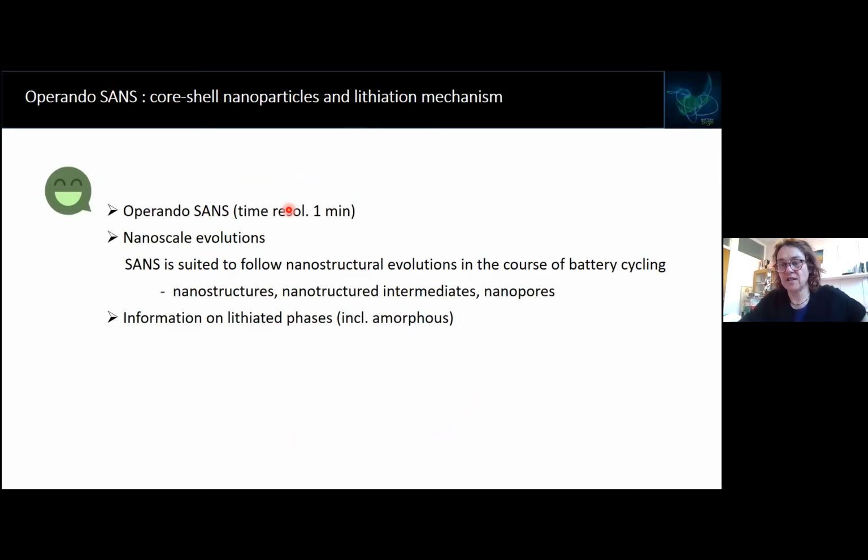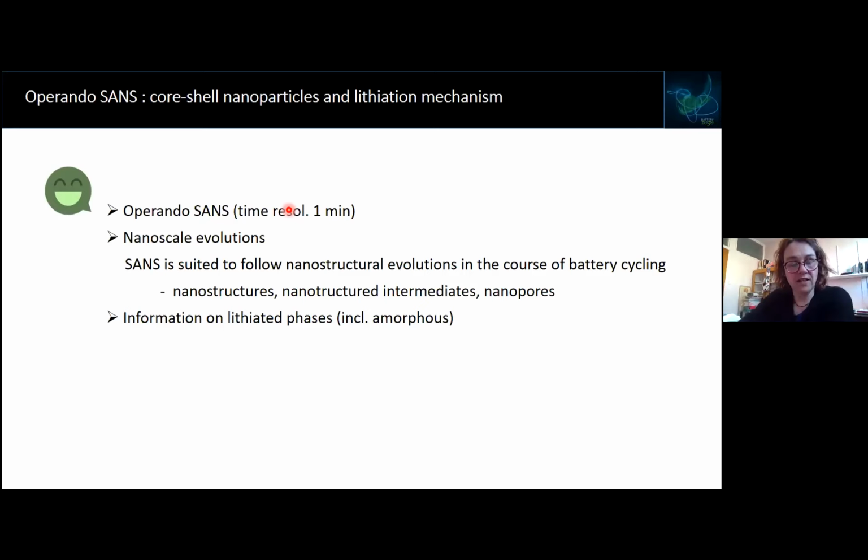So operando science is nice, you can do it. The resolution in time is good. You can acquire a spectrum in 1 minute. You can follow the nanoscale evolutions. This is very useful in many types of materials for batteries, in nanostructured materials, or you can also follow nanopores. And you get the information on the lithiated phases, including the amorphous phases.